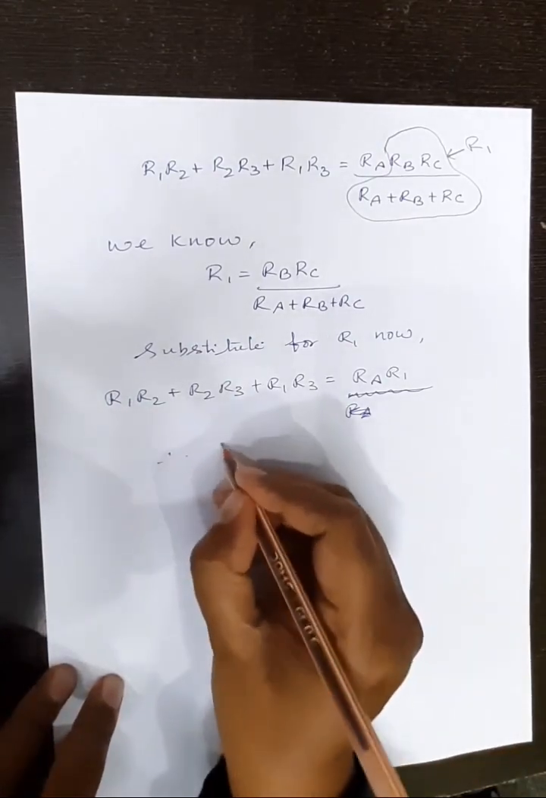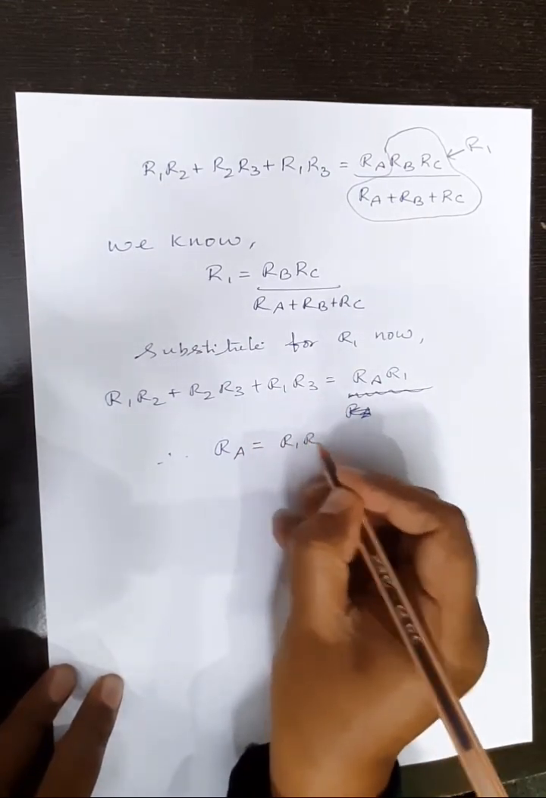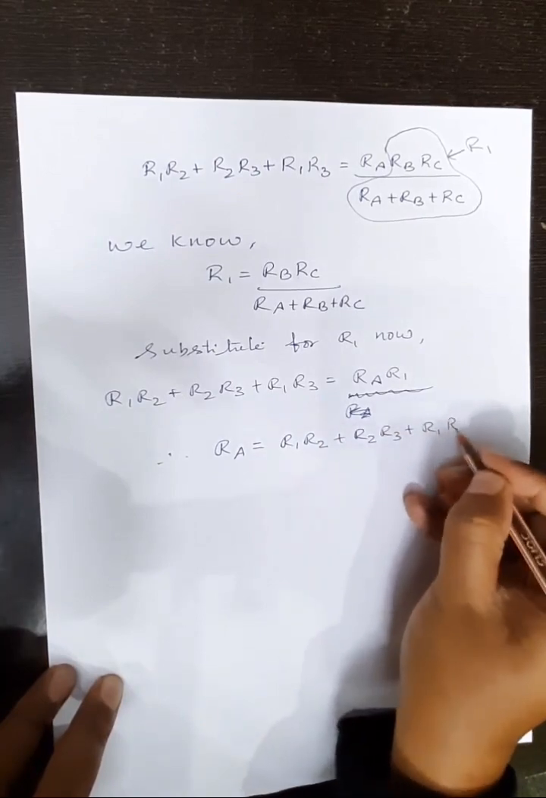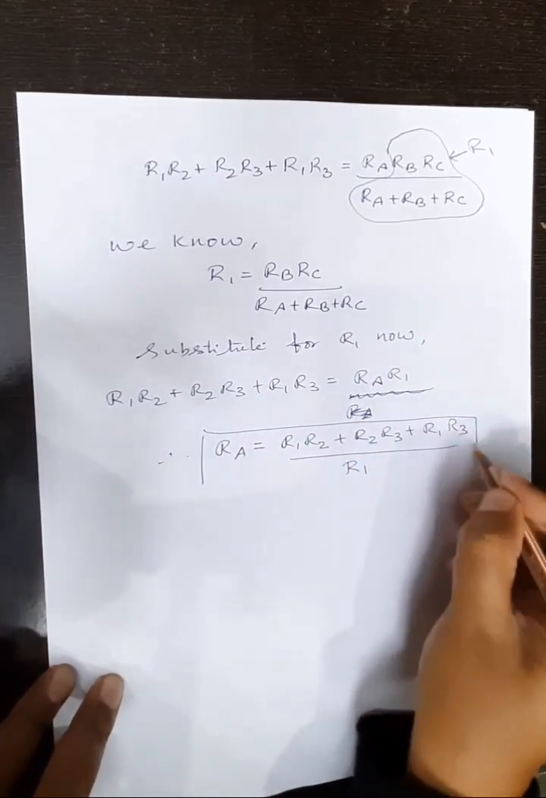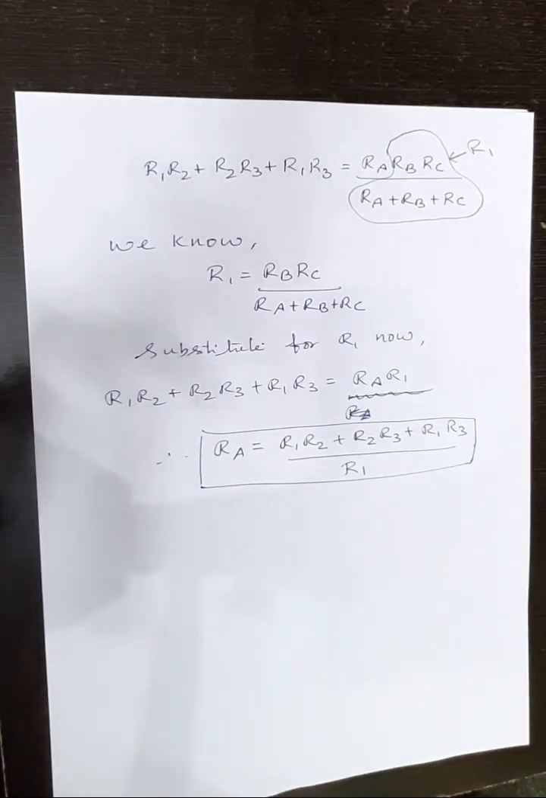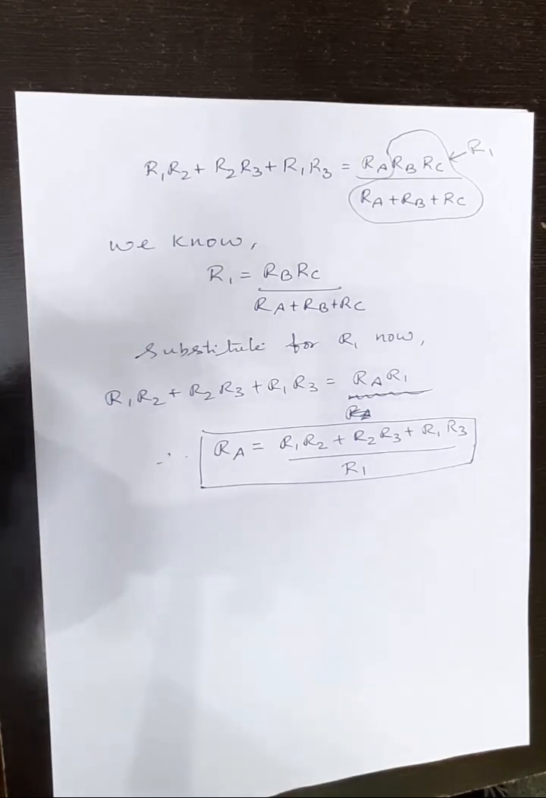Therefore, RA will be equal to R1 R2 plus R2 R3 plus R1 R3 divided by R1. Where RA represents the resistance in delta network, R1, R2 and R3 represent the resistances in star network. So if you know R1, R2, R3 in star network, you can easily find out resistance RA in delta network.